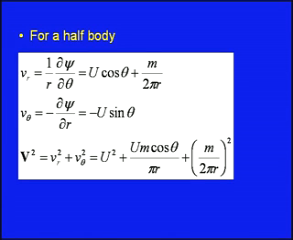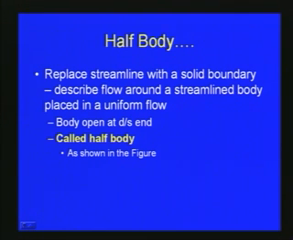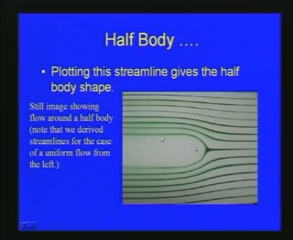So this gives all the parameters as far as the half body is concerned. With respect to this discussion, we can say that if you replace the streamline with a solid boundary, as described above, this describes the flow around a streamlined body placed in a uniform flow. The body is open at the downstream end, and this is the so-called half body. As shown here, this is the so-called half body. So we can plot this streamline with respect to the half body shape.